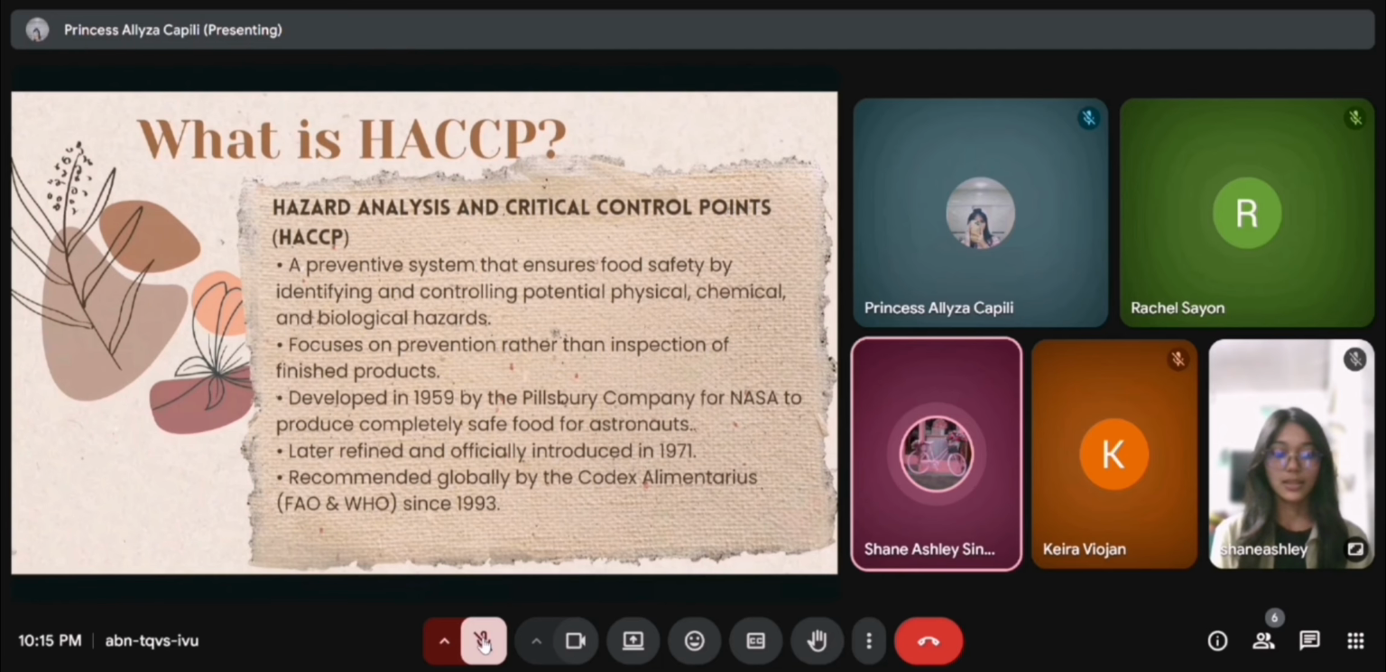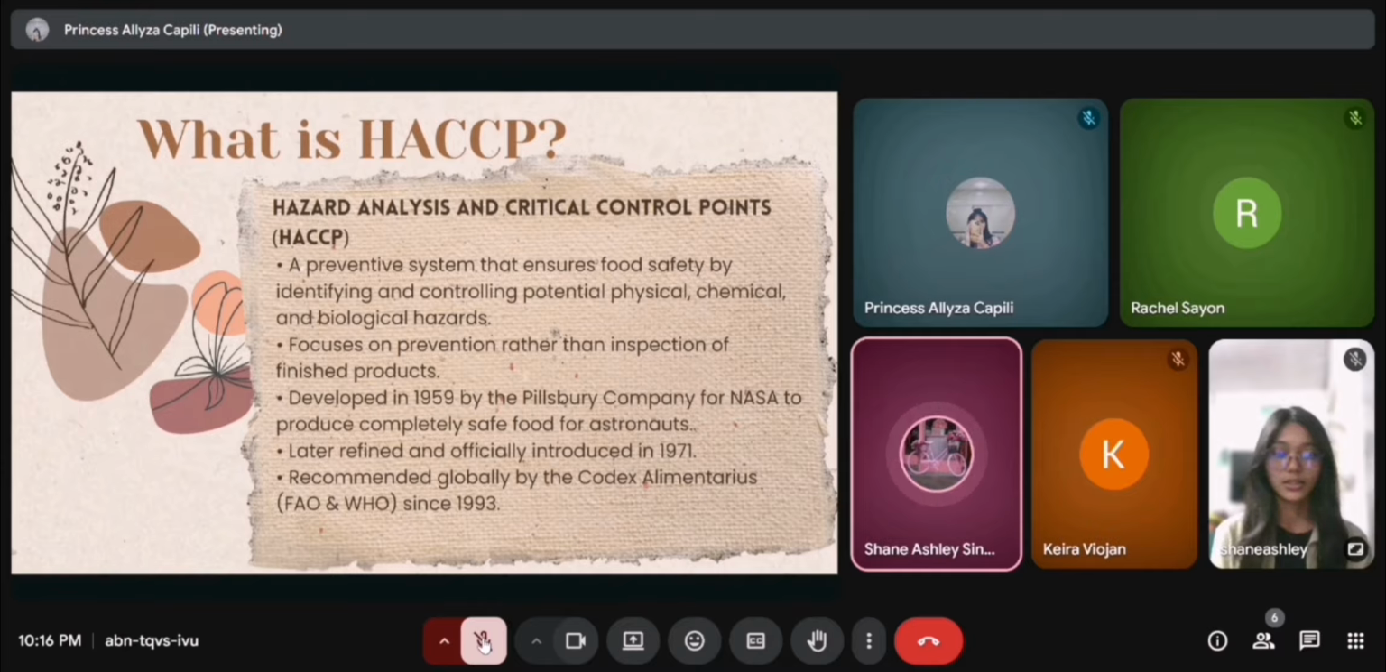Okay. So HACCP stands for Hazard Analysis and Critical Control Points, like I said earlier. It is a food safety system designed to prevent contamination by identifying and controlling possible hazards like biological or chemical during food production. It was developed in 1959 by the Pillsbury Company for NASA to make sure that the astronauts' food was completely safe, and today it is used worldwide and recommended by the Food and Agriculture Organization and the World Health Organization through the Codex Alimentarius.